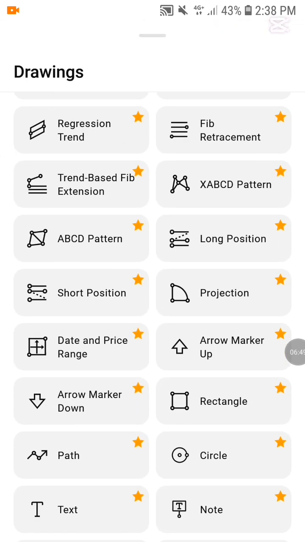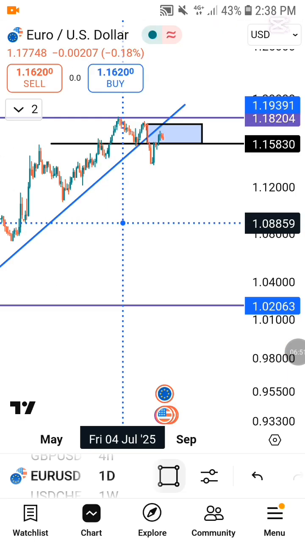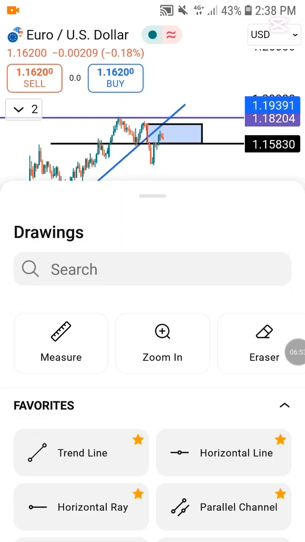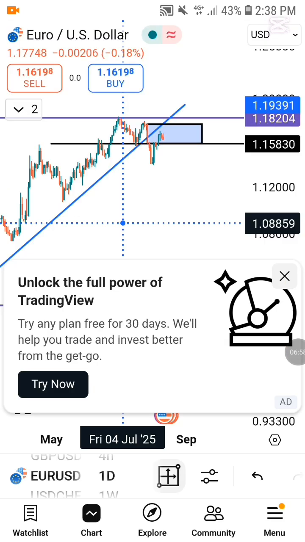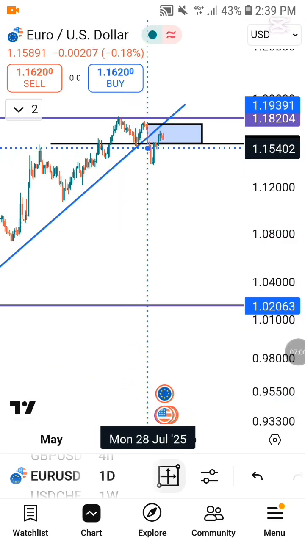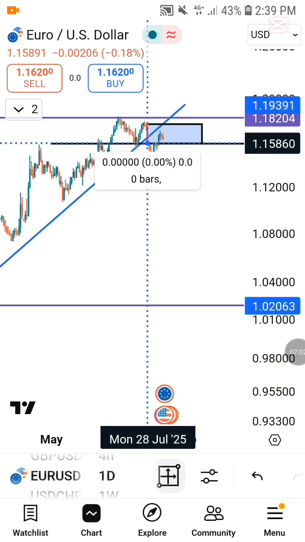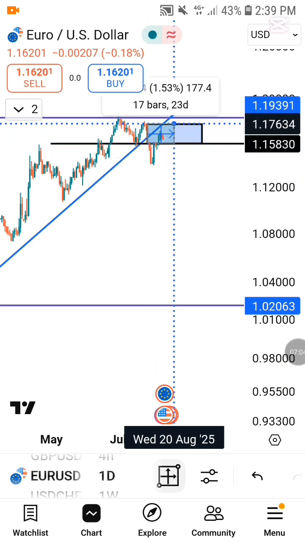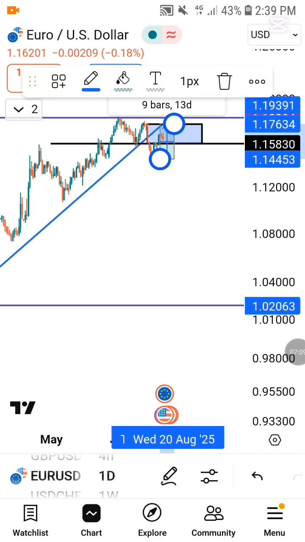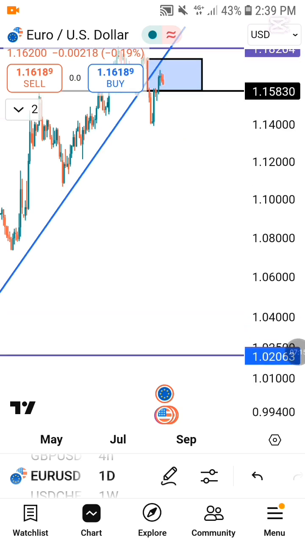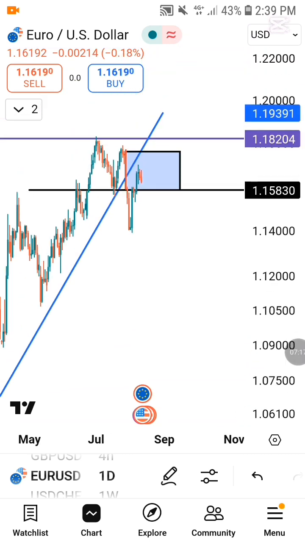Now once you mark the distance of the candle that broke the trend line, what you do again, let's mark the distance. Mark the distance of the candle that broke the trend line. Once you mark it, bring it down. Bring the distance down. Let me show you. Just bring the distance down.